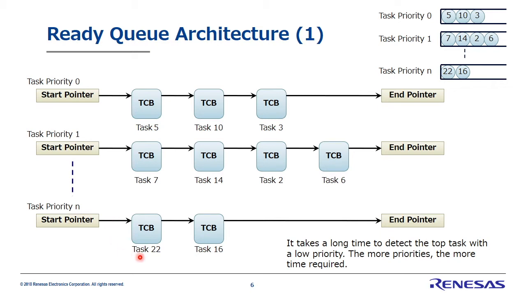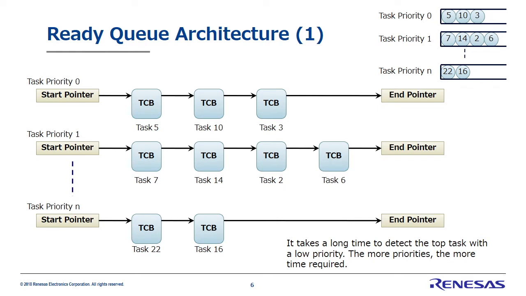For example, let's consider the case of task 22 here, being chosen for transition to running state. Since task 22 has the lowest priority level, all of the higher priority level queues must be empty. However, since the scheduler has to search through all of the queues from the highest priority level down, it starts by confirming that no tasks are queued in task priority 0, then confirms the same for task priority 1, then task priority 2, and so on, until finally it reaches this priority level.